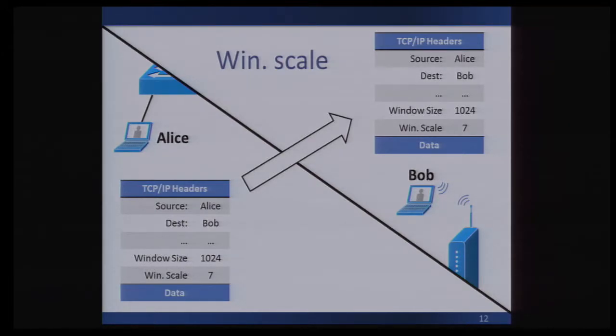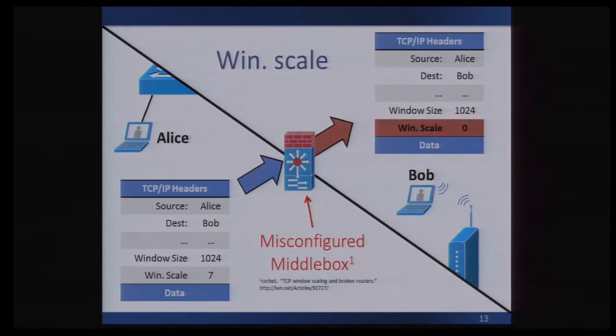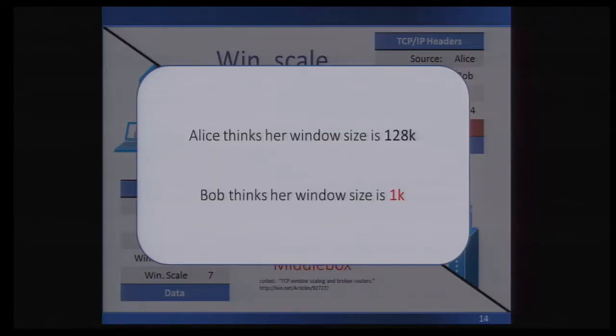Another example that illustrates this problem pretty well is TCP window scaling. So imagine, for example, that two endpoints are going to talk to each other, and they want to use a window scaling value of 7. Unfortunately, there have been real instances where a device was found zeroing out the scale value. And the result is that these two endpoints, Alice and Bob, get differing ideas of what Alice's receive window really should be. In this case, Alice thinks her window size is 128K, whereas Bob thinks her window size is 1K.